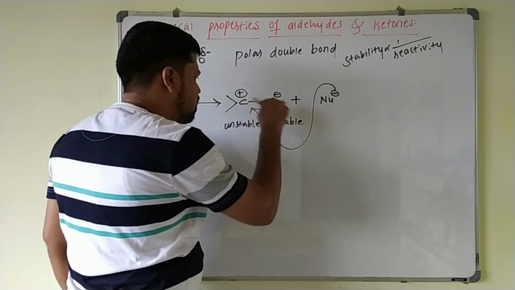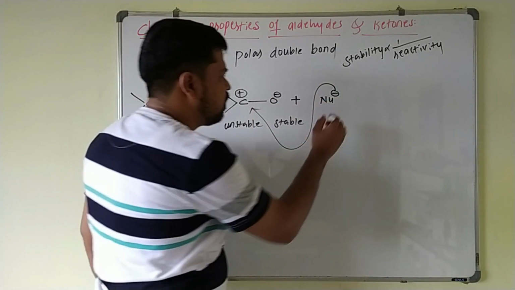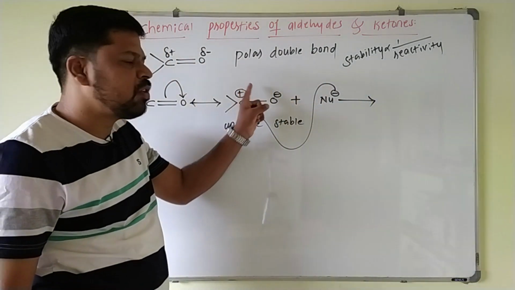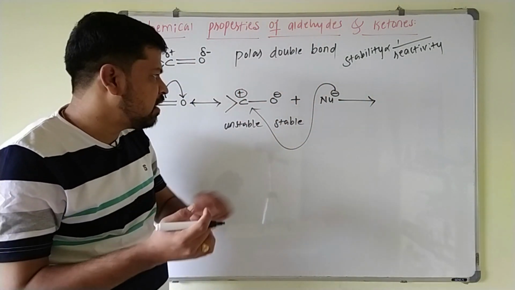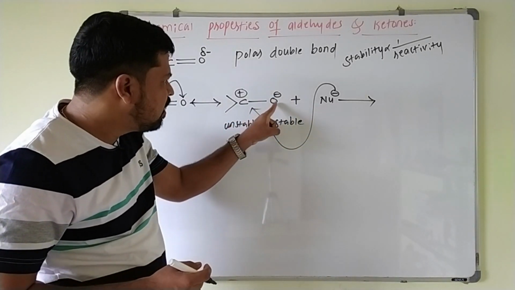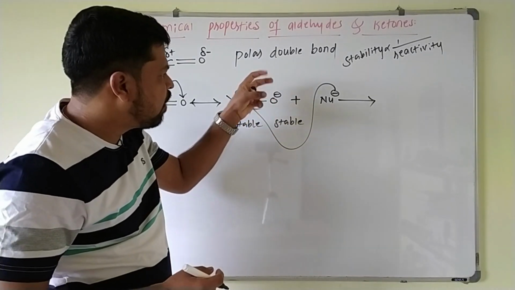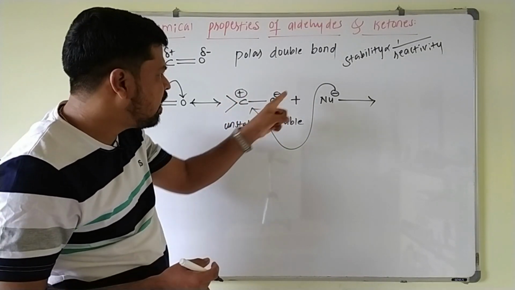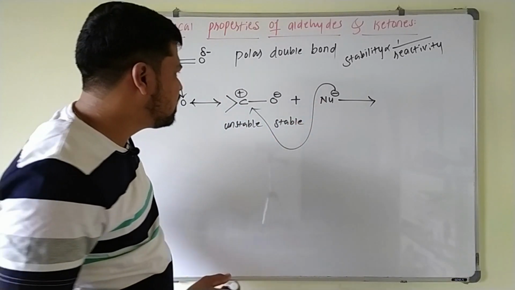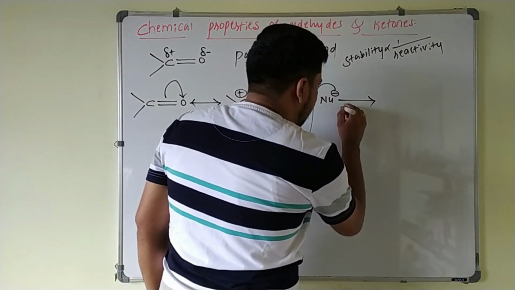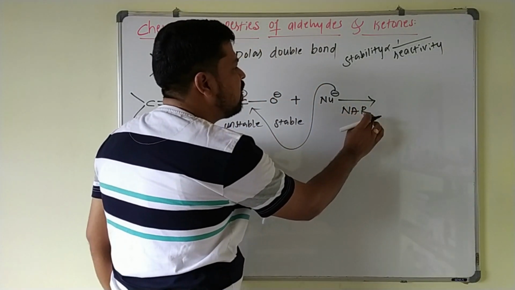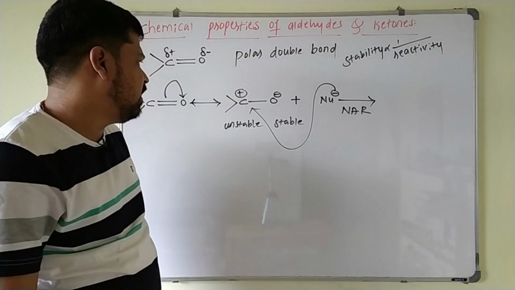Here the nucleophile will attack. Since the reaction starts with the nucleophile, it is called a nucleophilic addition reaction. First the nucleophile is added to the carbon having a positive charge, then this negative species will acquire a proton from the medium and become neutral. So first the nucleophile is added, which means it will always undergo a nucleophilic addition reaction. Always keep this in mind.